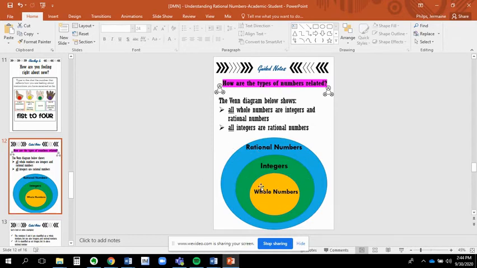Every whole number, as you see, similar to the Sugar Land or to the Texas example, all of the yellow is inside of green. So it means every whole number has to be an integer, but also all of the yellow is inside of blue. So that means every whole number is also going to be a rational number.